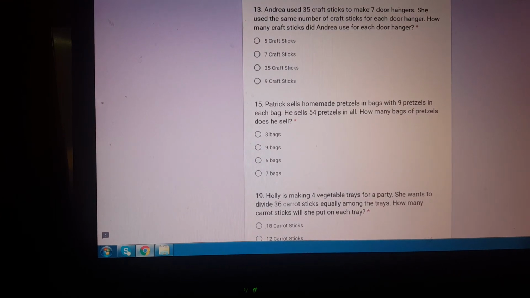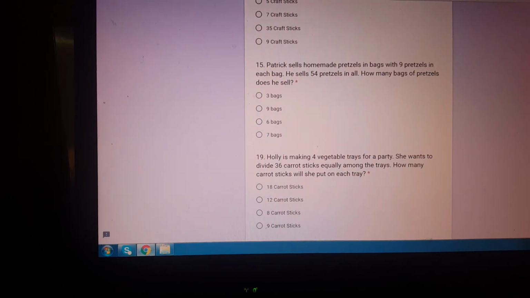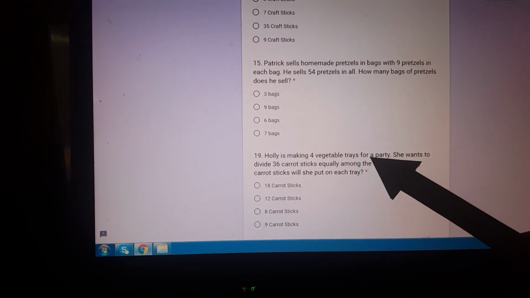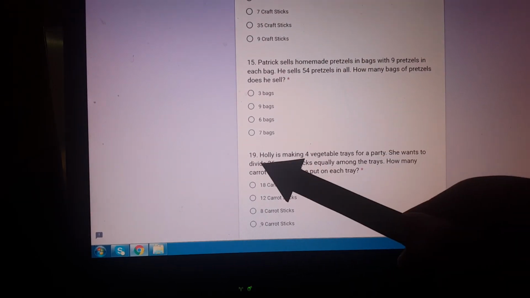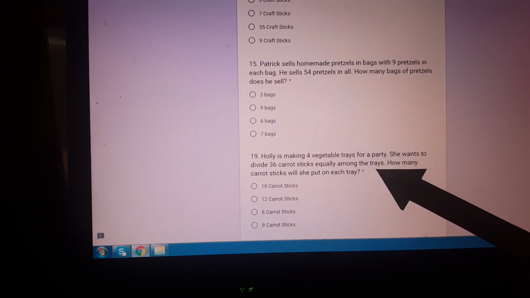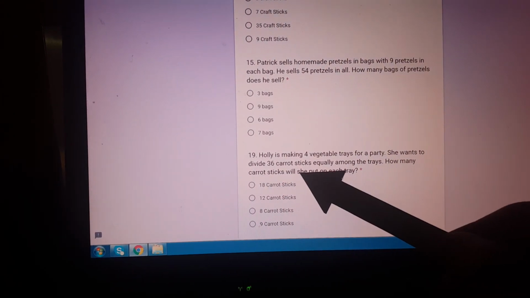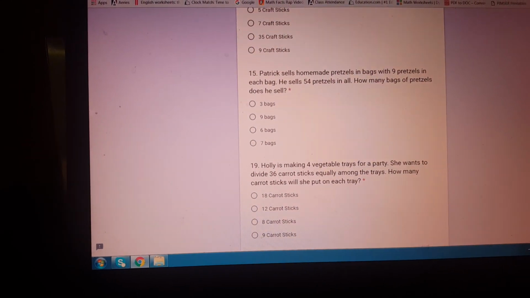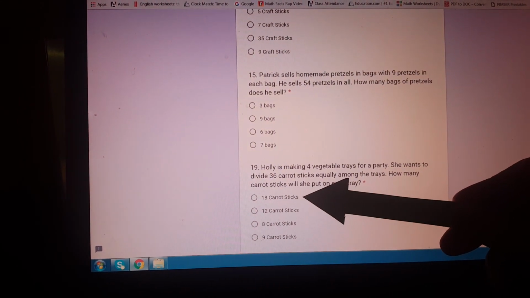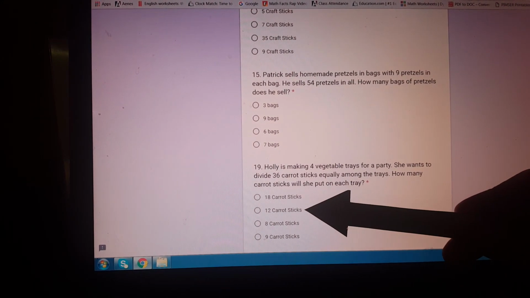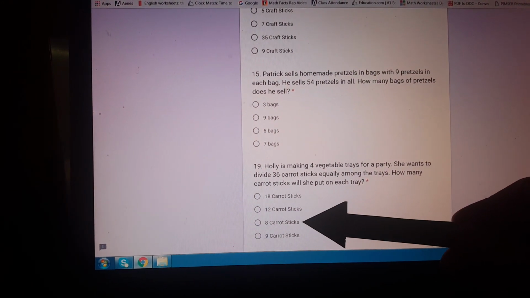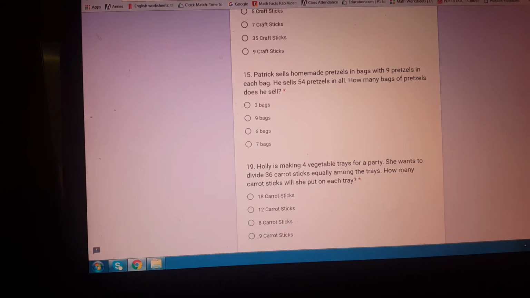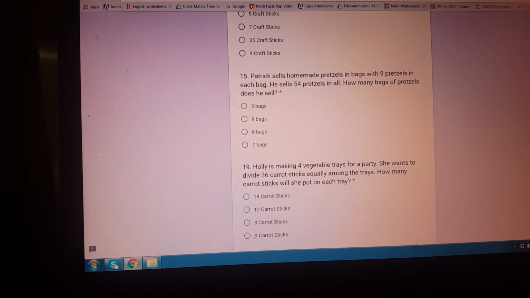Number 19 is the next one. 19 says, Holly is making 4 vegetable trays for a party. She wants to divide 36 carrot sticks equally among the trays. How many carrot sticks will she put on each tray? Will she put 18 carrot sticks? Will she put 12 carrot sticks? Will she put 8 carrot sticks? Will she put 9 carrot sticks? Take your time. If you need more time, please pause the video.